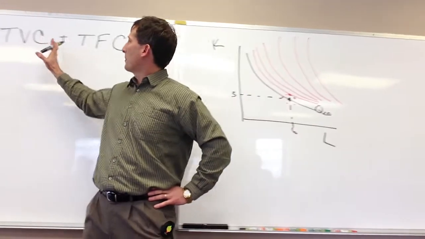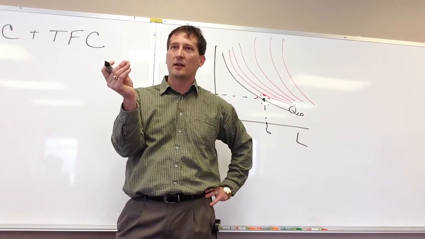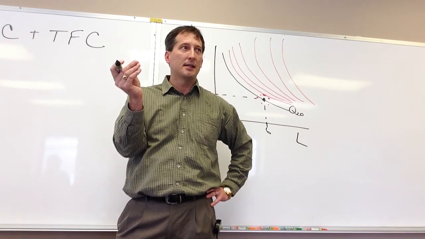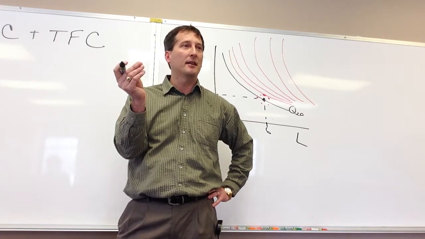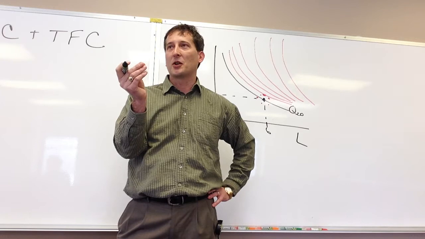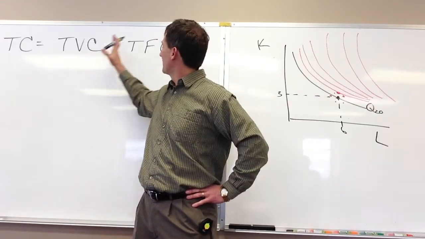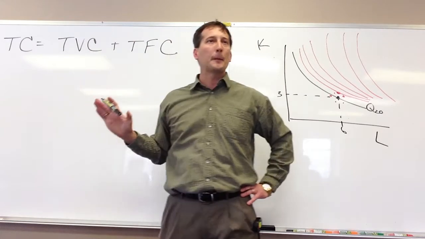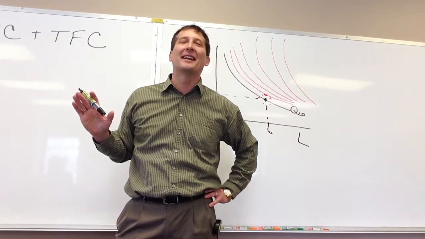So we've separated cost into two categories. What's the linchpin that separates the two? Total fixed cost, total variable cost. Add them together, you get your total cost of production. What's the thing that's separating these two? It's a very simple thing that you're going to go, oh yeah, I should have known that.